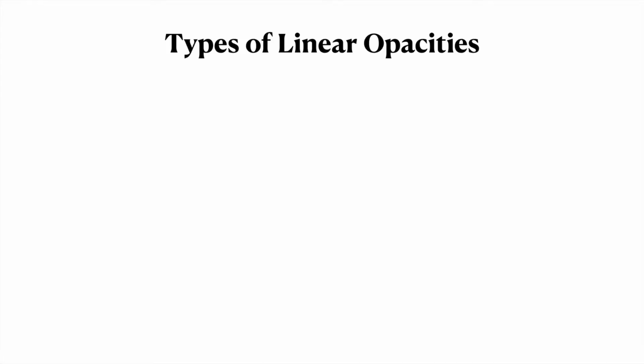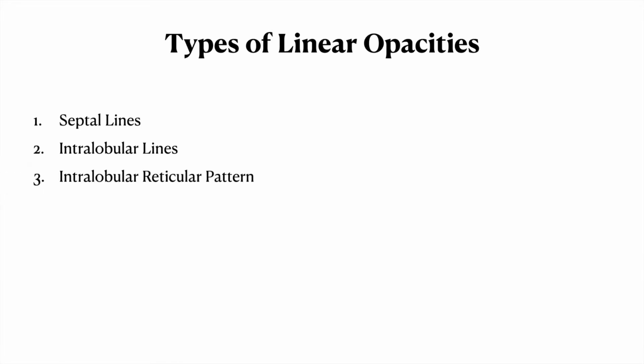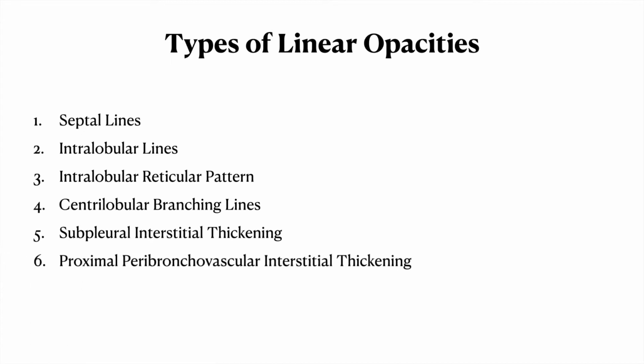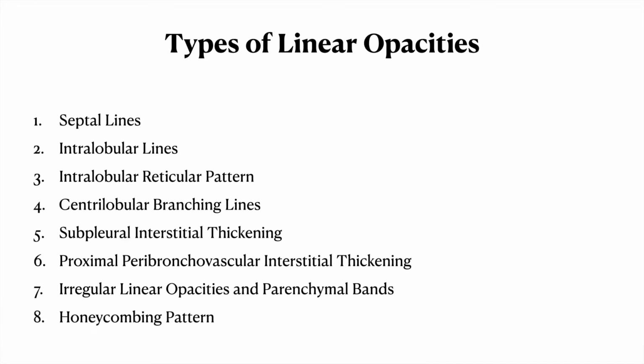Now coming to types of linear opacities, the most common is the septal lines, followed by interlobular lines, interlobular reticular pattern, centrilobular branching lines, subpleural interstitial thickening, proximal peribronchovascular interstitial thickening, irregular linear opacities and parenchymal bands, and finally honeycombing pattern.